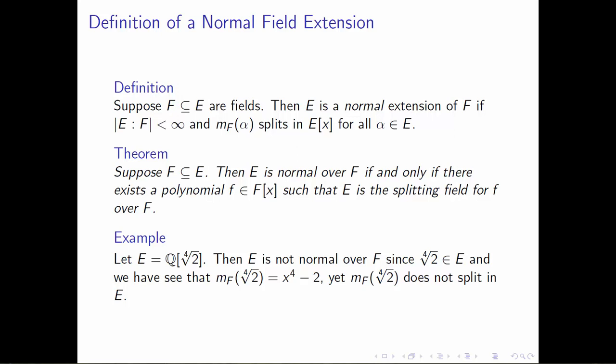Just as a quick example before we get started with the proof of the theorem, if you go back to the example we did earlier in the slides with the field E being Q adjoined the fourth root of 2, then this E is not normal over the ground field F, since the fourth root of 2 is an example of an element that lives in the field E, and we have figured out what the minimal polynomial for this alpha is. The minimal polynomial over the rational numbers of the fourth root of 2 is x to the fourth minus 2. However, we showed previously that this polynomial does not split in E since it only contains two roots of that polynomial, the real fourth root of 2 and negative real fourth root of 2.